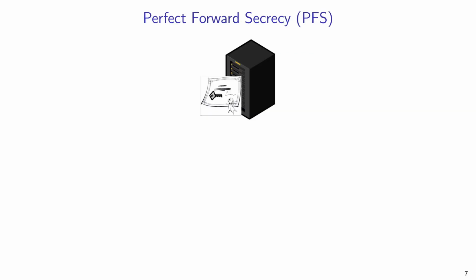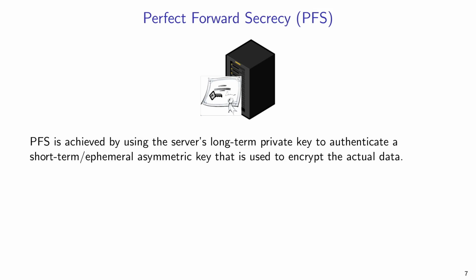So we can achieve this using a security feature called perfect forward secrecy, or forward secrecy, abbreviated PFS. So how can we achieve this feature? In general, perfect forward secrecy is achieved by using the server's long-term private key to authenticate a short-term or ephemeral asymmetric key that is used to encrypt the actual data. You can see the idea in this illustration.